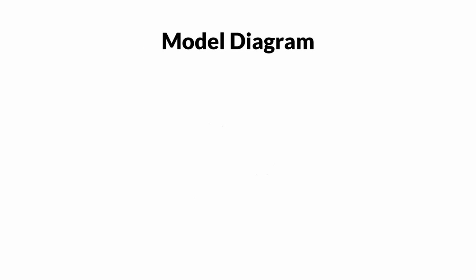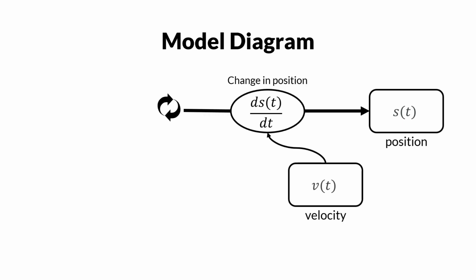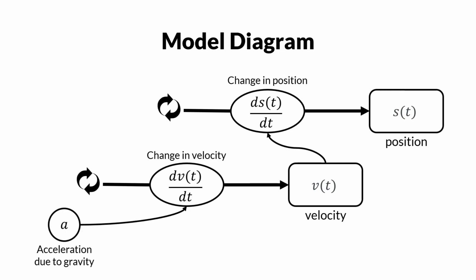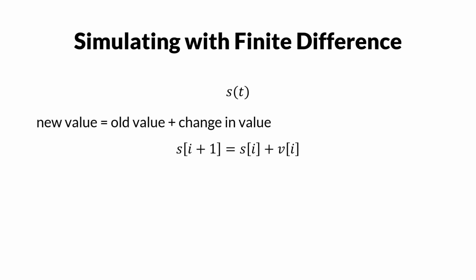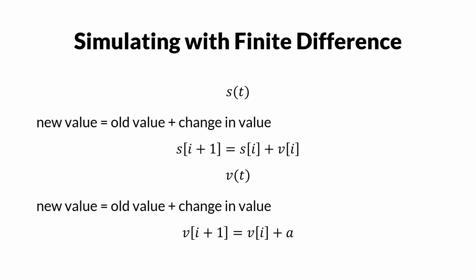So the diagram will be very simple. First, we have position S, and the change in position is velocity, and the change in velocity is the acceleration, which in this case is constant. So the finite difference equation will be very simple. The position value in the next iteration is the position in this iteration plus the velocity in this iteration, and the velocity in the next iteration is the velocity in this iteration added by the acceleration. Let's try to program this in Python.